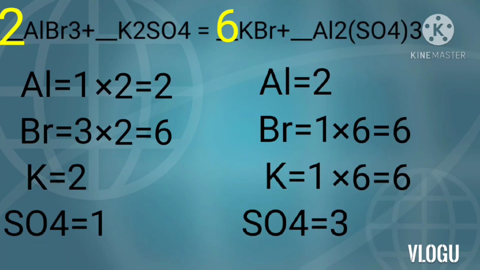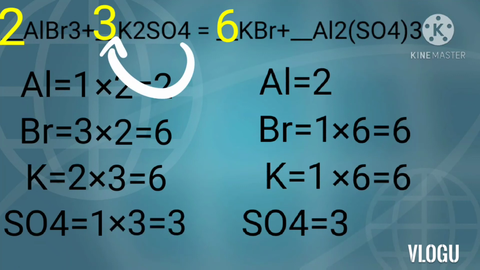Now we got 2, 6, 6, 3 here, so we have to fix potassium and sulfate on the left. Multiply potassium 2 to 3 to get the product of 6. Together with sulfate, multiply SO4 1 times 3 equals 3. Now we have the same 2, 6, 6, 3, equal.